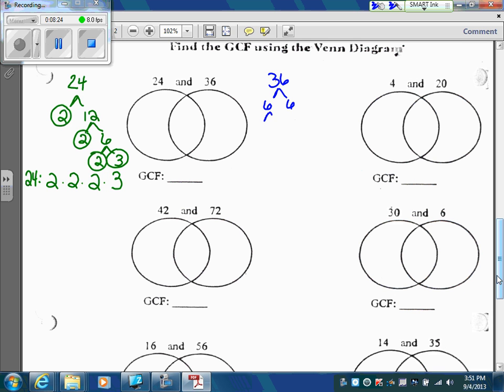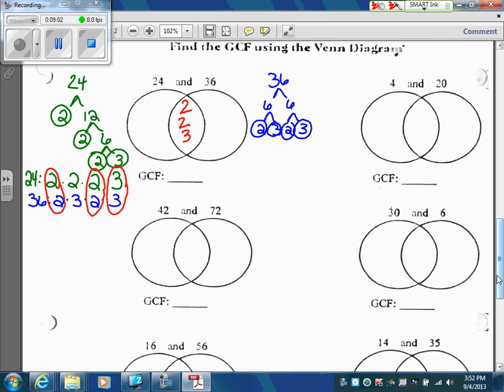6 times 6, neither are prime. 2 times 3, 2 times 3. Prime factorization for 36 is 2 times 3 times 2 times 3. So what I'm looking for are pairs of numbers between 24 and 36. They have a pair of 2's, so in the middle I'm going to say they have one pair of 2's they share. I see another pair of 2's, so I'm going to write another 2 in the middle. Then I see they have a pair of 3's, so I'm going to write the 3 in the middle.